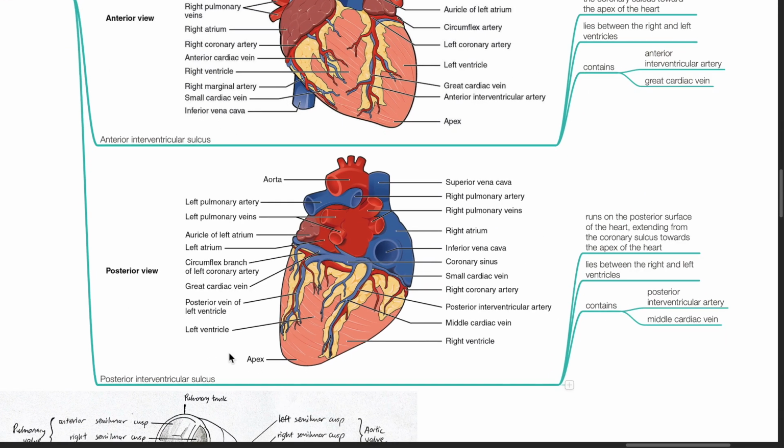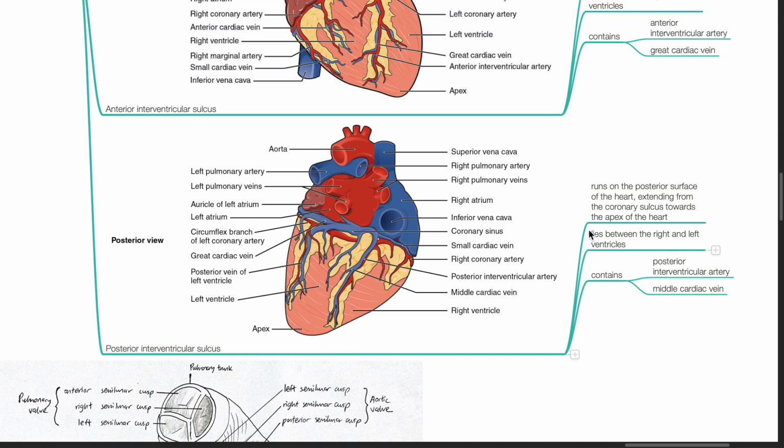The posterior interventricular sulcus runs on the posterior surface of the heart, extending from the coronary sulcus towards the apex of the heart. It lies between the right and left ventricles and contains the posterior interventricular artery and middle cardiac vein.